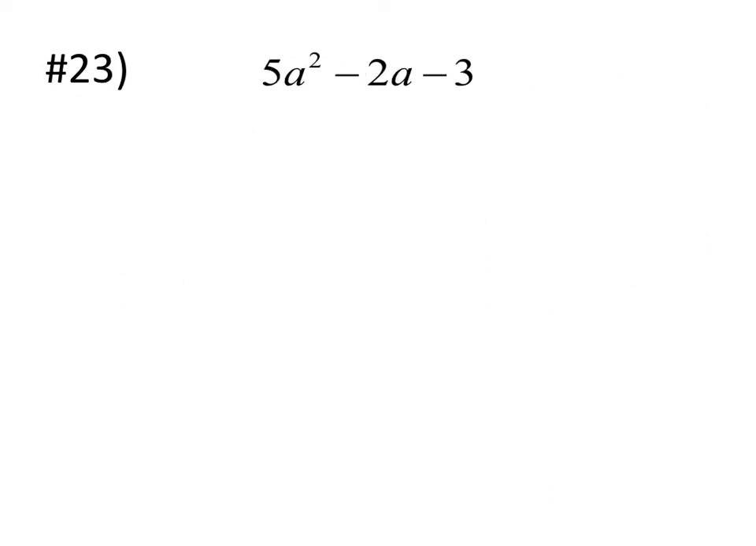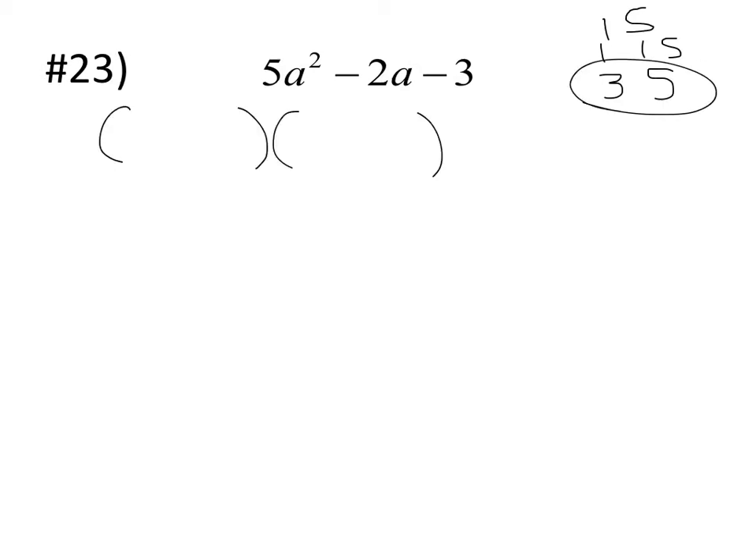Okay, so there is nothing in common between 5, -2, and 3, so I'm just going to go straight to factoring. I'm going to multiply 5 times 3 to get 15. Factors of 15 are 1 and 15, and 3 and 5. The only ones that can give me 2 are 3 and 5. So I'm going to build my houses.